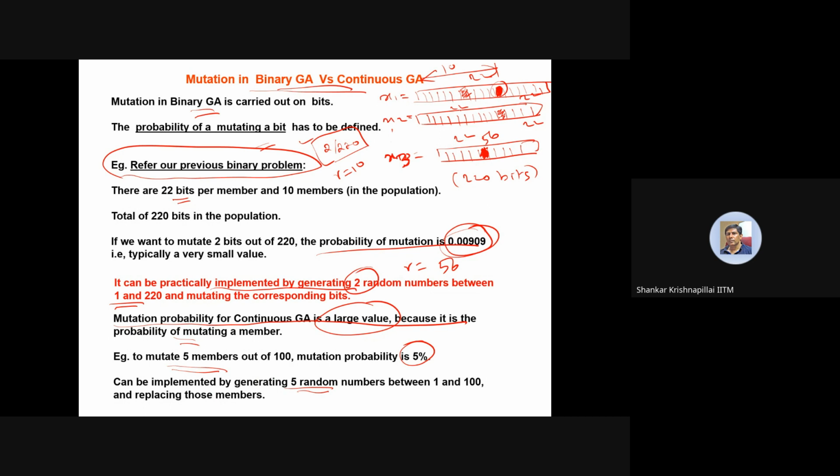So if we change a bit in X1, it is equivalent to removing X1 and creating a new number. And if you change a bit in X3, it is equivalent to removing X3 and replacing it with a new member. Okay. So that is achieved in the floating point genetic algorithm by simply removing 2 members. Okay. So this illustrates the complexity of the binary genetic algorithm.